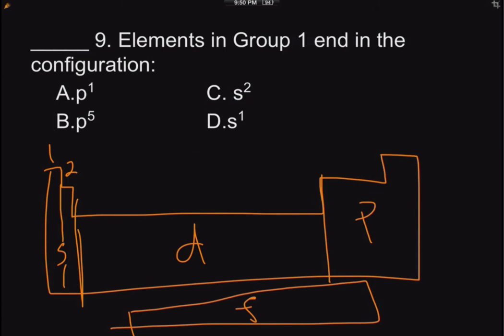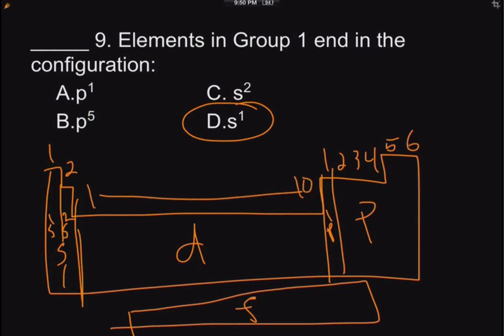Elements in group 1 have a configuration that ends with S1. In group 2, they end with S2. In the first column of the P block, they'd end with P1, and so on. So the end of the configuration is the letter of the block that they're in, S, P, D, or F, and then the number up at the top is which column in that group they are. So this would be P1, P2, P3, 4, 5, 6, S1, S2, and then this would be D1 through D10. Down here you've got F1 to F14. So back to the question. Group 1 elements have S1 as the end of their configuration.